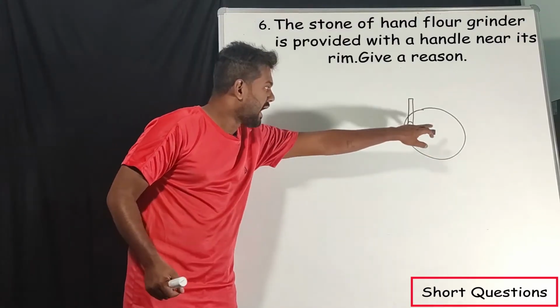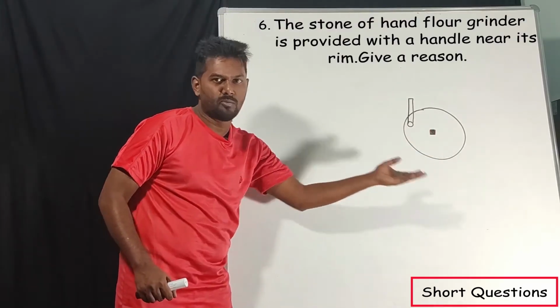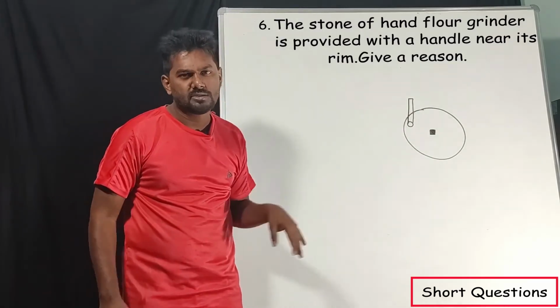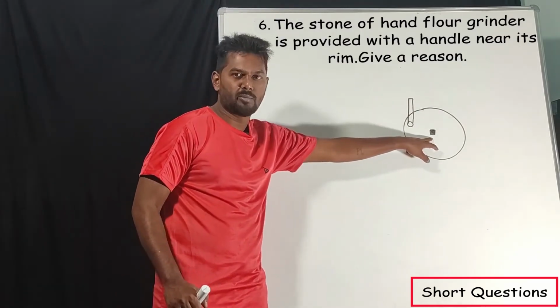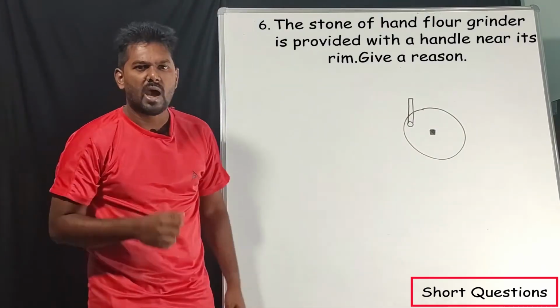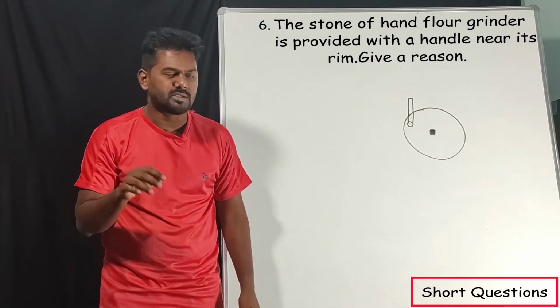Pivoted point means at this point it is fixed to one more stone. So because of the pivoted point, the whole part is rotated. Correct? This is the pivoted point. Now near the rim there is a handle. Why do we have to have the handle? It is very simple. Listen.